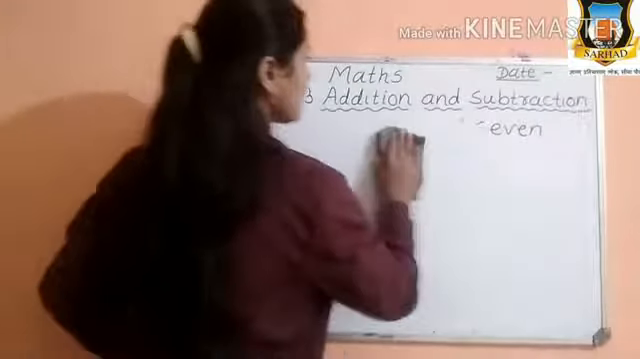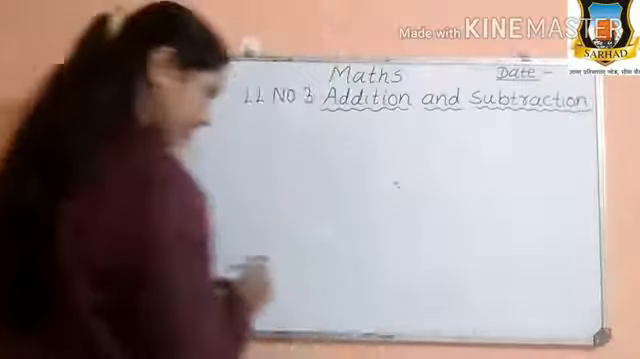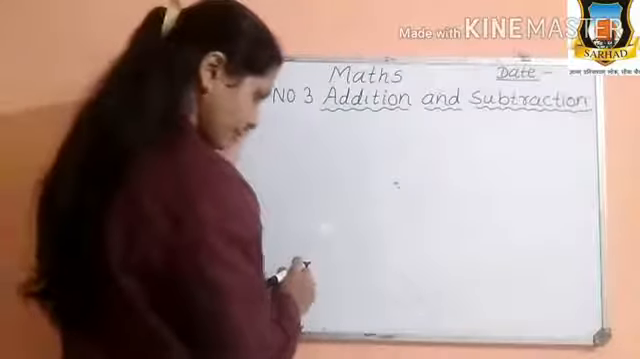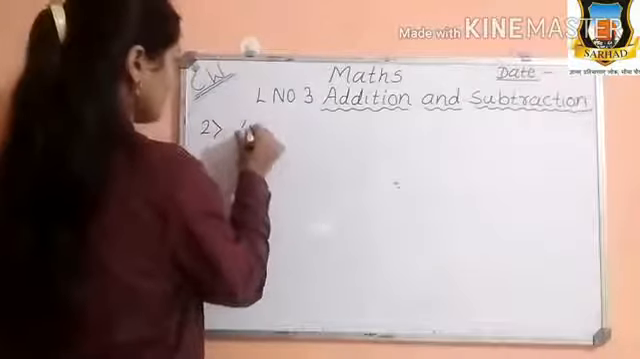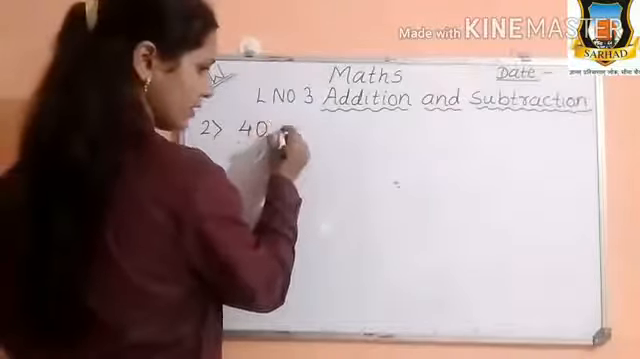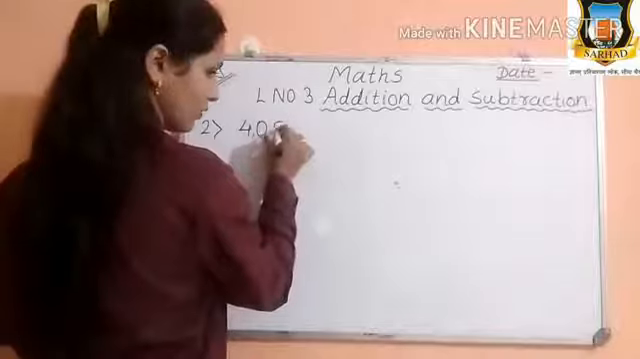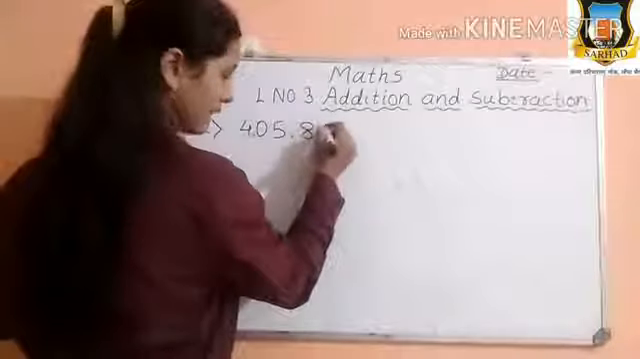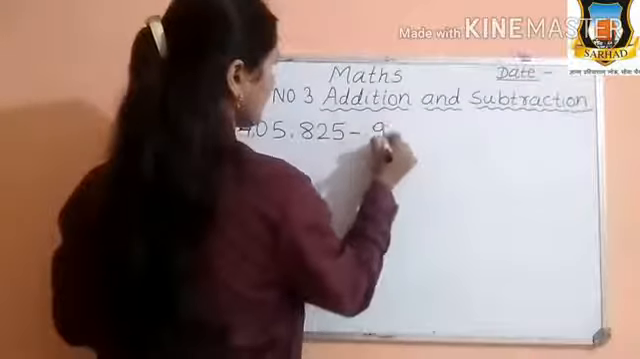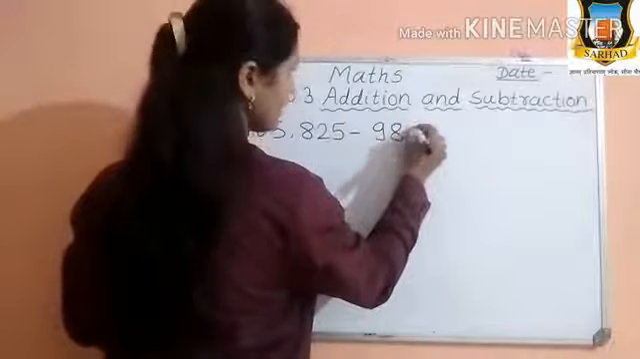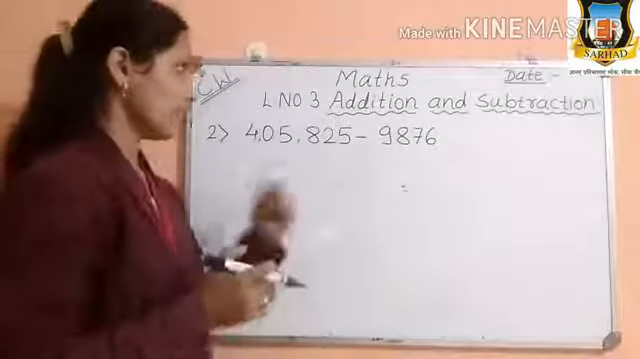Here, next example I am giving to you, that is four lakh 5,000 825 minus 9876. So students, we will solve this example here.